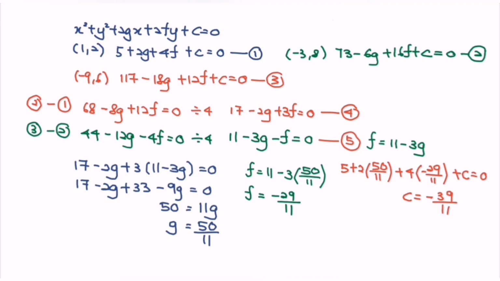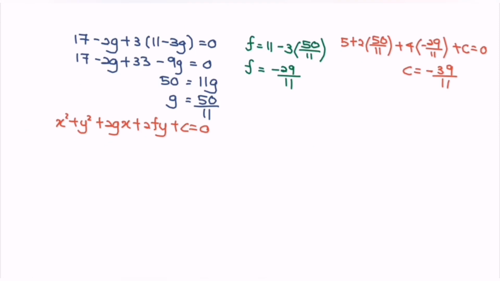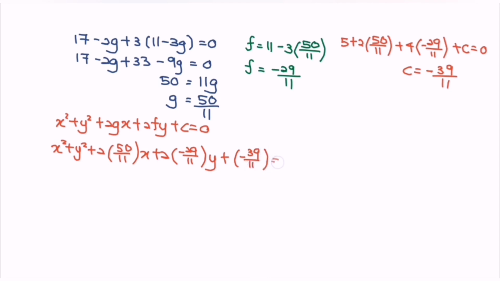So in order to find the equation of the circle, what we have to do is to substitute the values into the general form. So here we have the general form for the equation of circle. So kindly substitute. So x squared plus y squared plus 2g, where we have 50 over 11 x, plus 2f, in here we have negative 29 over 11, plus c. So in here the c is negative 39 over 11 equals to 0.